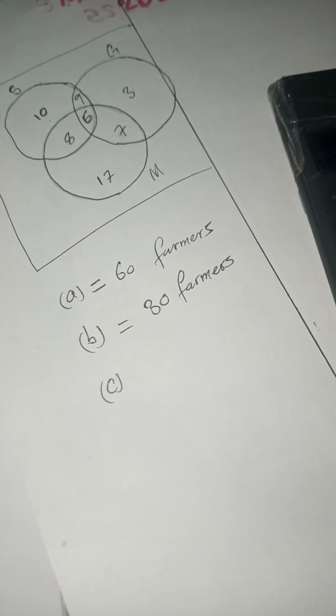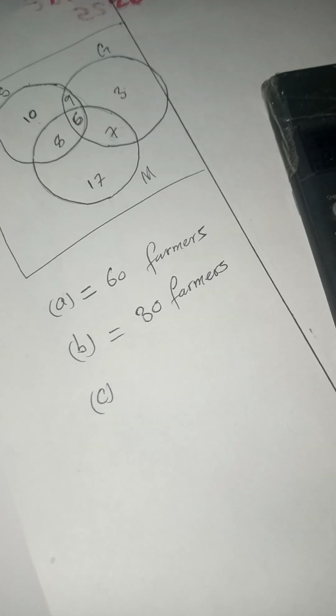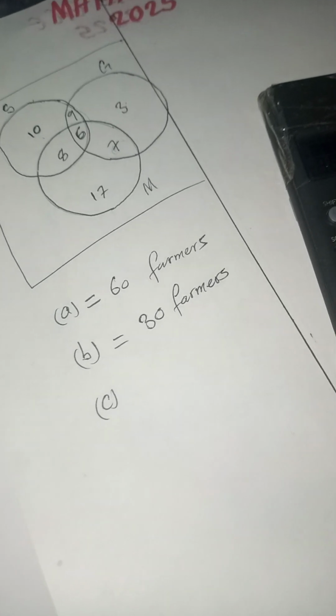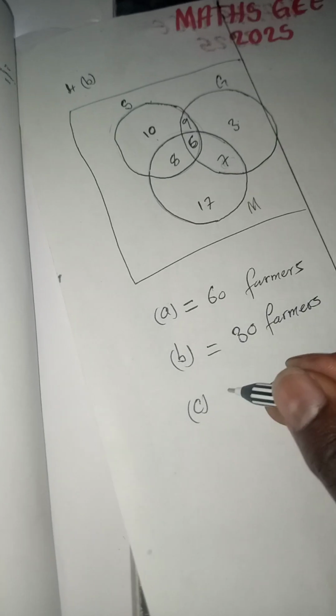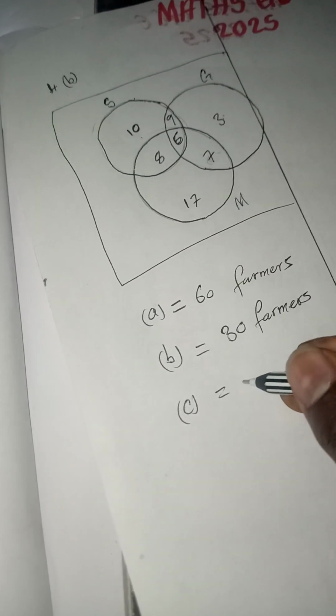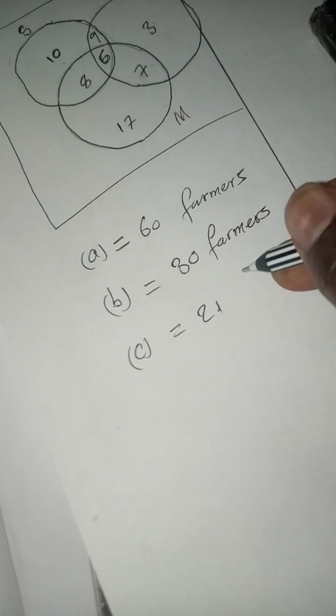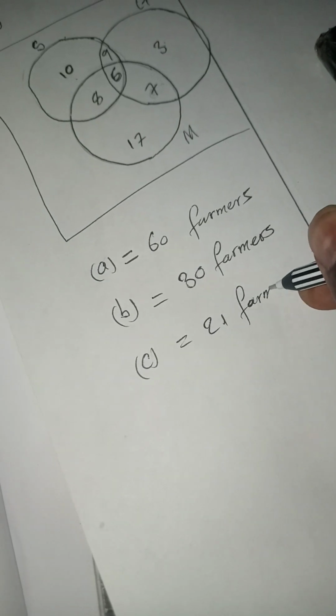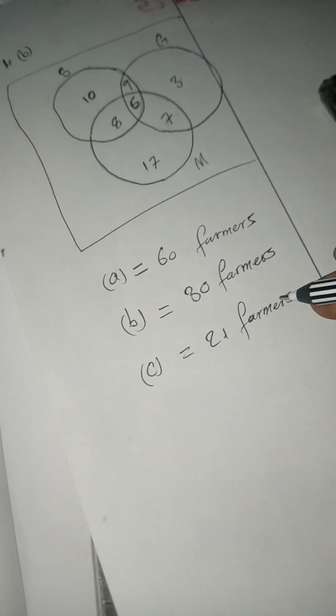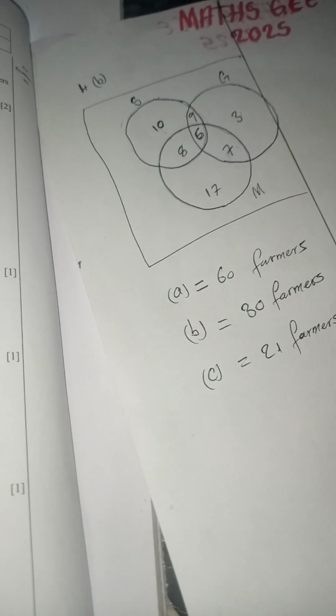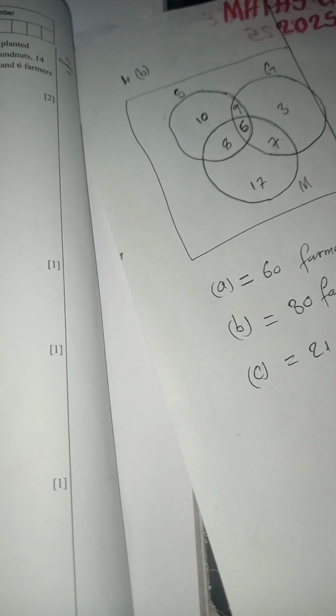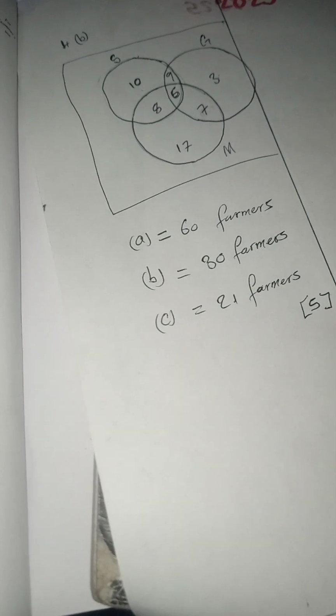7 plus 9 plus 8 is going to give us 21. So now C is equal to 21. 21 farmers. Having solved this question, we have scored about how many? 5 marks just on solving this set.